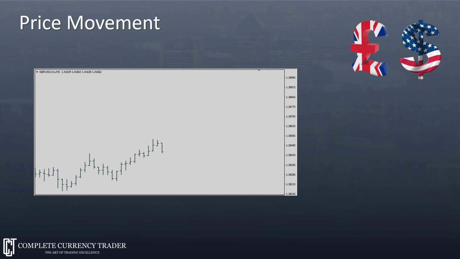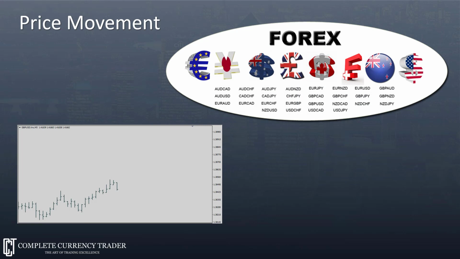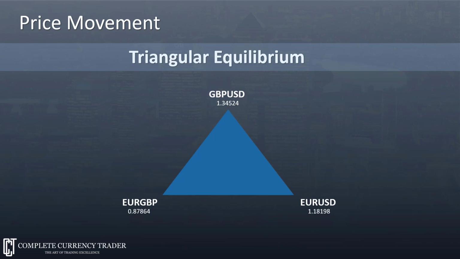But don't forget that the British pound is not only compared against the US dollar. It's also compared against the euro and the Canadian dollar and the Japanese yen and so on. And that creates a very unusual and a very unique situation that you don't find in other markets. It's called triangular equilibrium. If we take three pairs, pound US dollar, the euro US dollar, and the euro pound, taking the price of two of them will give you the price of the third one.